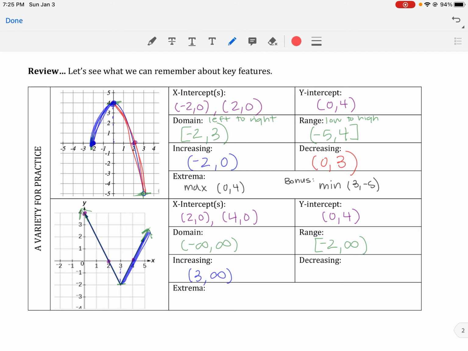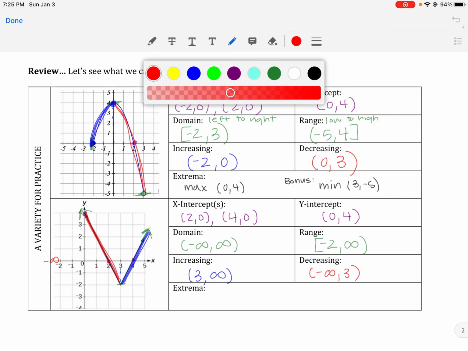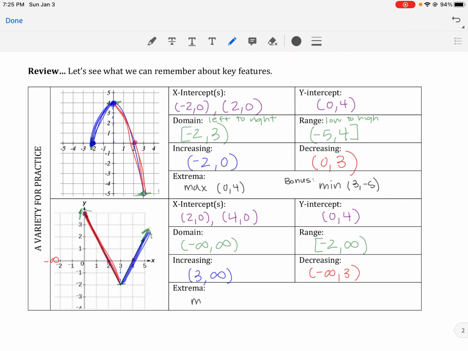The decreasing portion of your graph is this left side. Be a little careful because you may be tempted to write 3 to infinity again, but remember, going left from 3 on this graph is -infinity. So we say it's -infinity to 3 as we write those x values. This graph has a minimum, and it is at the point 3, -2.